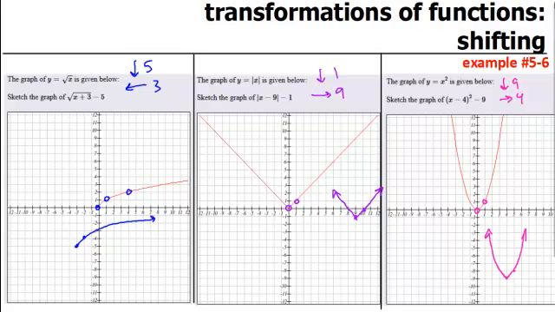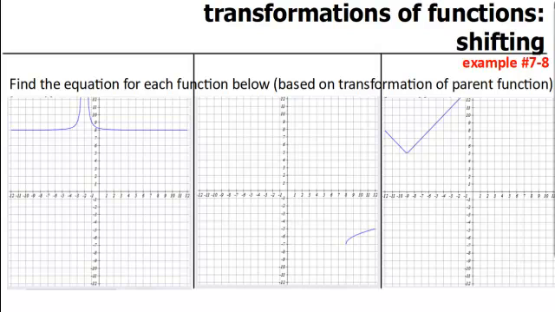You're going to be asked to take an equation and sketch its graph, but you're also going to be asked to take a graph and identify what transformations from the parent function occurred to give you that graph. Okay, so let's start with this first one here.